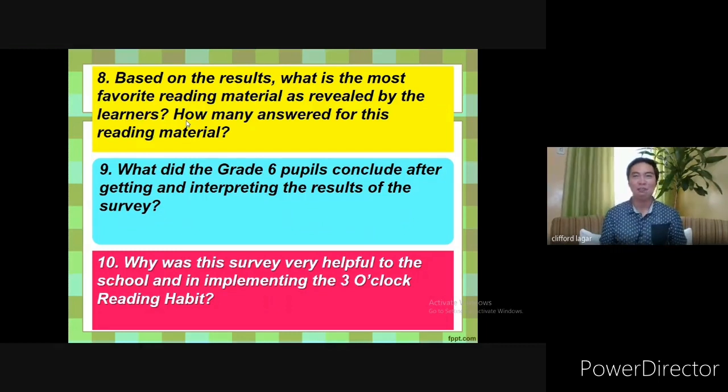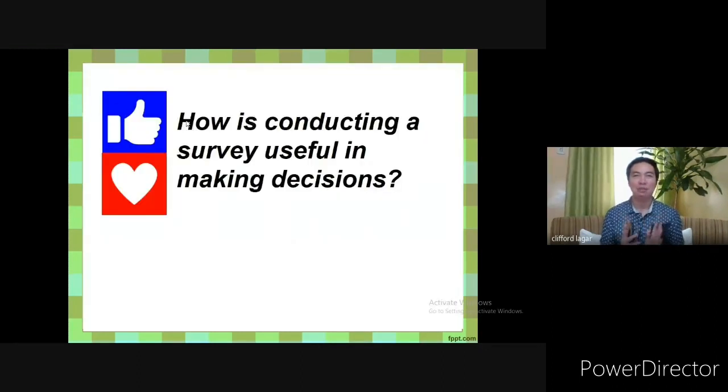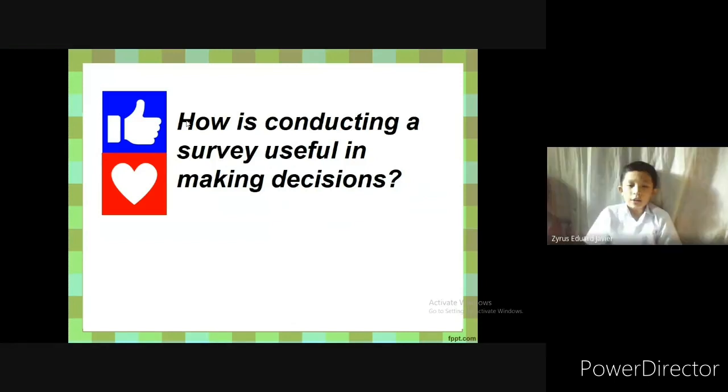Okay, thank you for answering our comprehension questions from 1 to 10. Now, here comes the most interesting question. How is conducting a survey useful in making decisions? Any idea from the class? Yes, Cyrus, go ahead. Conducting a survey is very useful in making decisions because it can immediately address topics of importance rather than waste time.